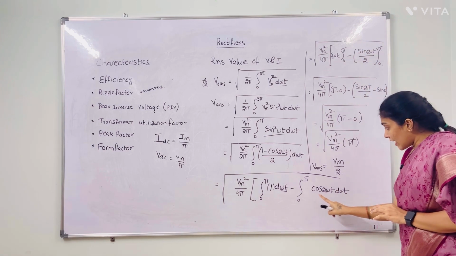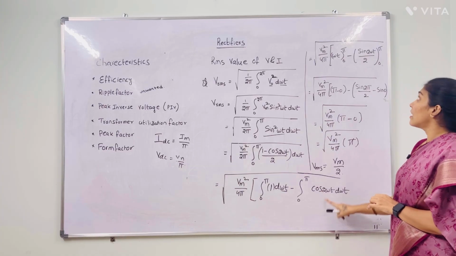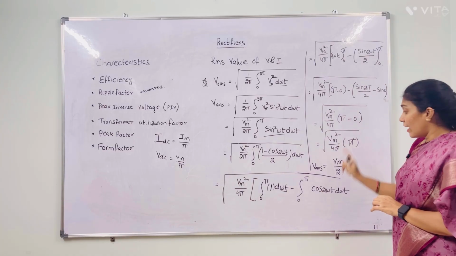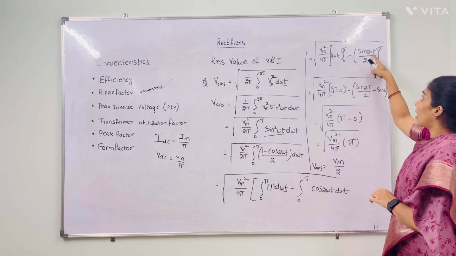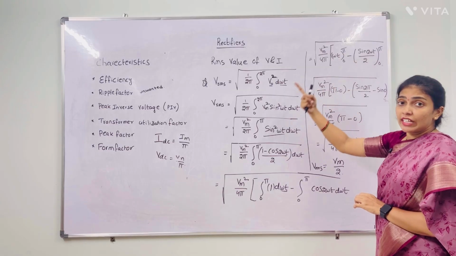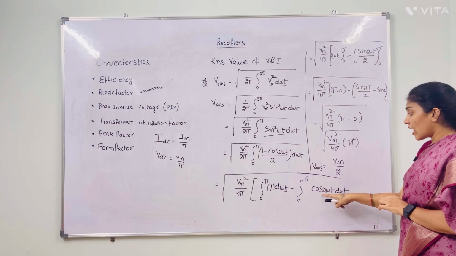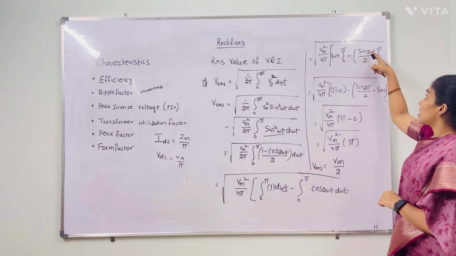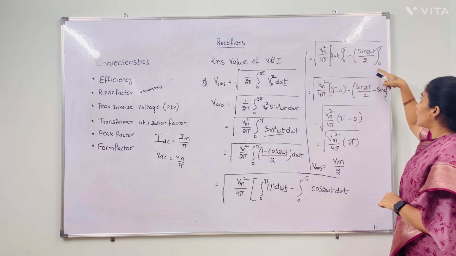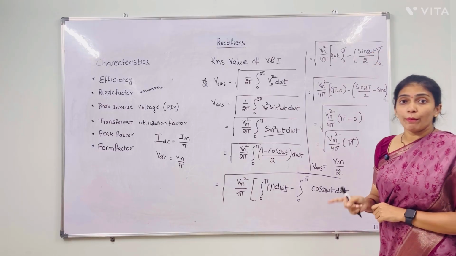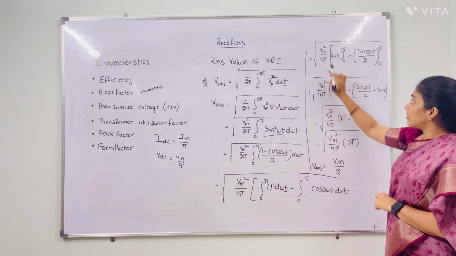Next, integration of cos 2 omega t. The integration of cos x is sin x, so the integration of cos 2 omega t is sin 2 omega t, and integrating 2 omega t again gives 1 by 2. So in total it is sin 2 omega t by 2. After integration, we need to apply limits from 0 to pi. Next, Vm square by 4 pi as it is.